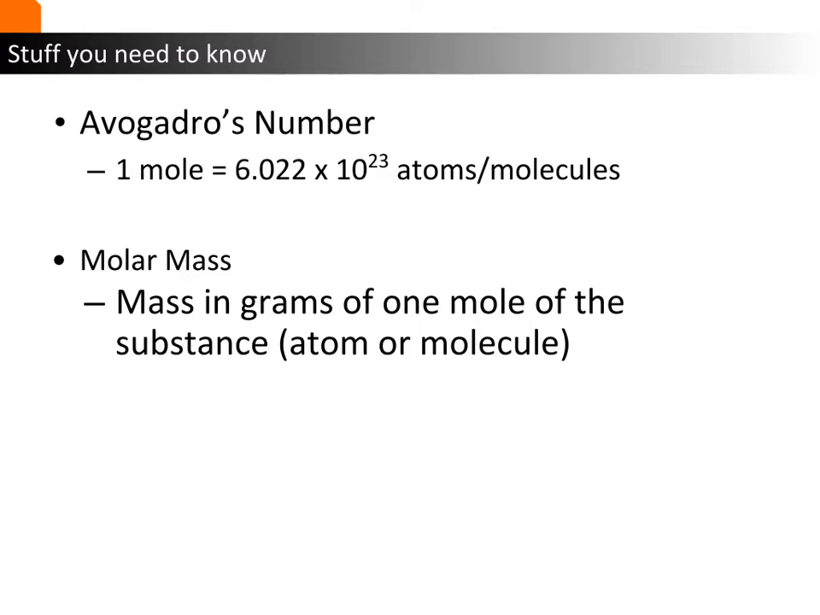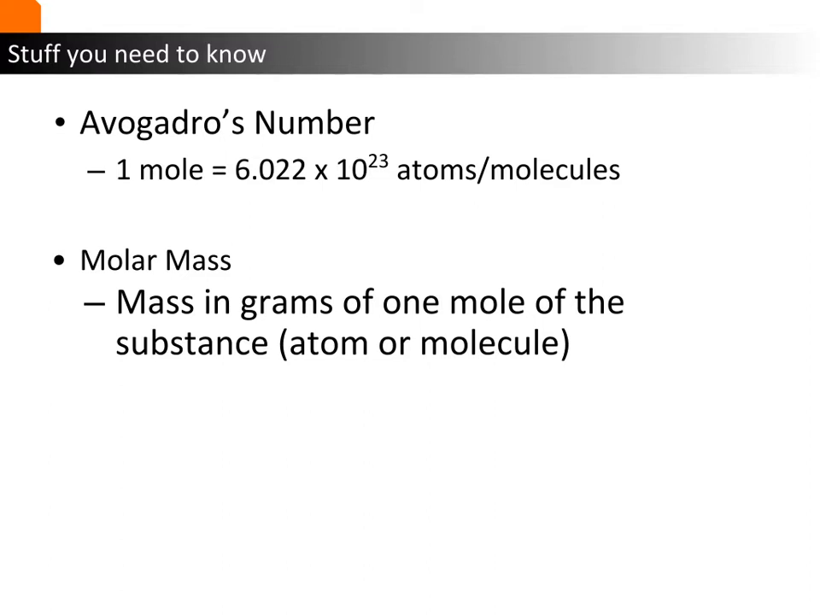Let's start our conversation talking about these two conversion factors, Avogadro's number and molar mass. Avogadro's number is used whenever you're converting from moles to atoms or molecules. Molar mass is used whenever you're converting from moles to mass. These two conversion factors are your two most important conversion factors, along with mole ratio, in order to do basic stoichiometry.